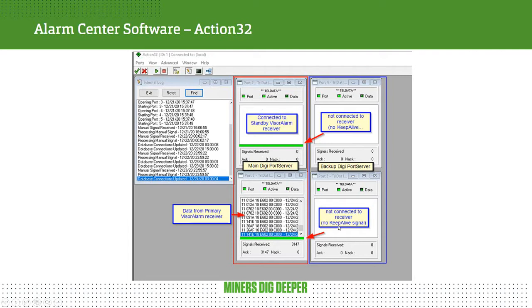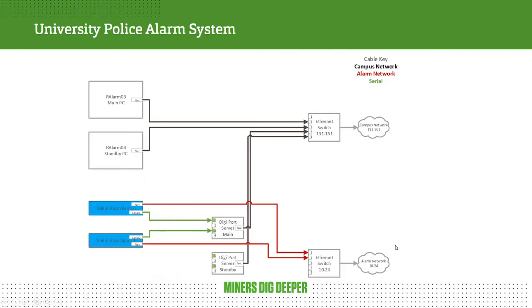So this information right here has to do with the Digi port server and the connection to the receivers. Very important. This is just an internal log that lets you know how things are going and how this communication is working. Now, the rest of the Alarm Center software and the rest of the troubleshooting and recovery methods will be covered in another video. So at this point, we'll just go back over here and take a look again.